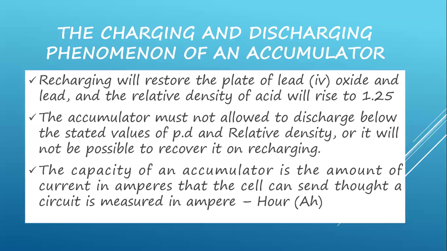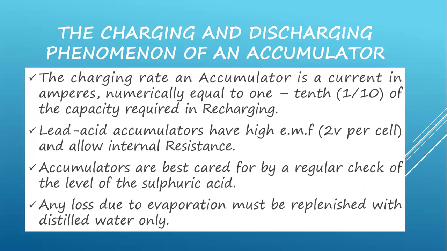The capacity of the accumulator is the amount of current in amperes that the cell can send through a circuit, and is measured in ampere hours. So that has to be noted. Now, the charging rate of the accumulator is a current in amperes numerically equal to 1/10 of the capacity required in recharging.